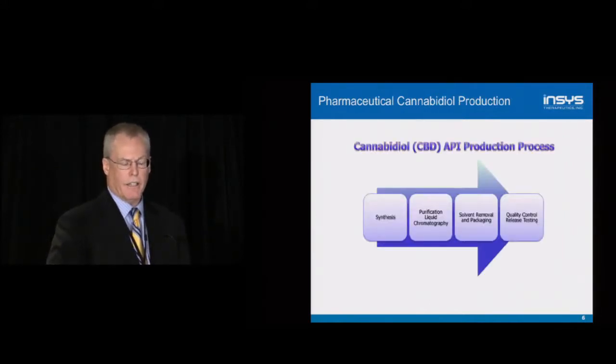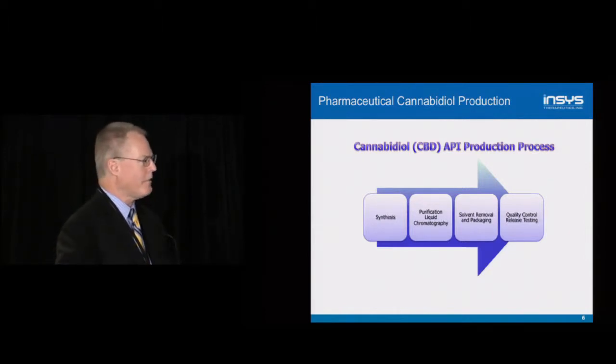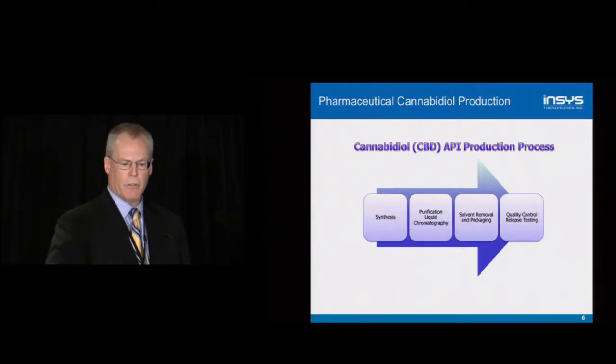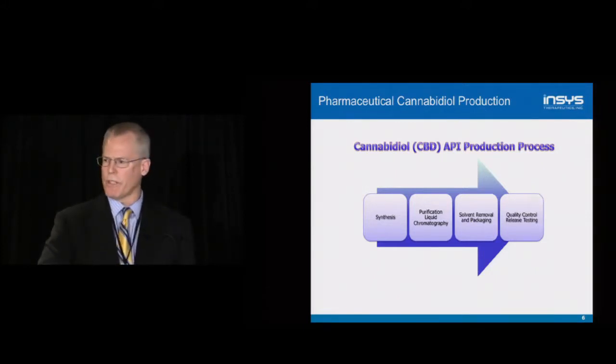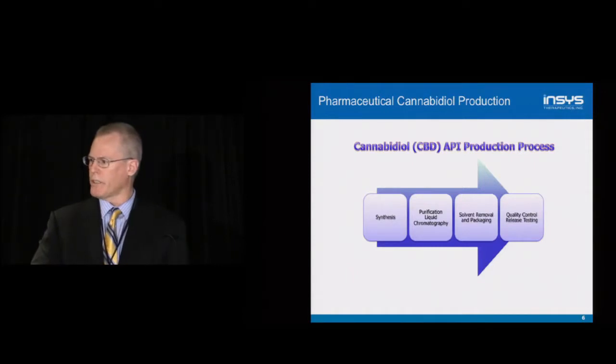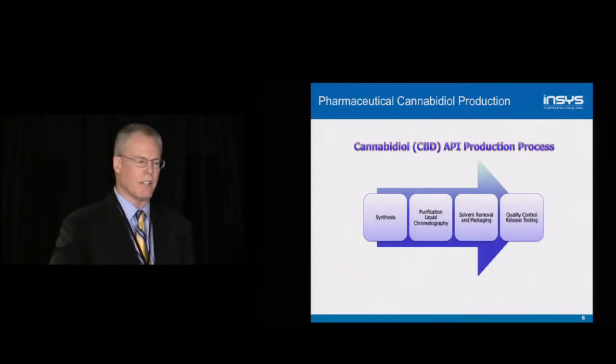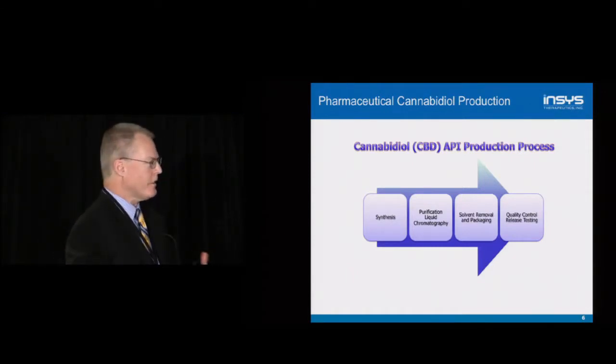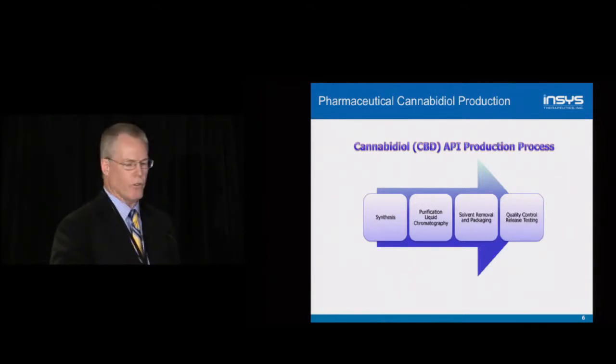Just quickly, this slide is showing the simplicity with which we manufacture this. It's synthesized chemically. It's purified through liquid chromatography. The solvent is removed and then it's ready for formulation. And one thing I noticed I didn't have on these slides is this product will be an oral formulation, and we designed that specifically partially for getting into children with epilepsy here, using an oral formulation.